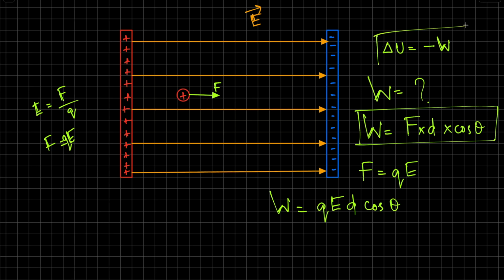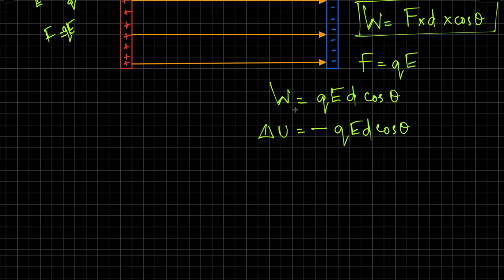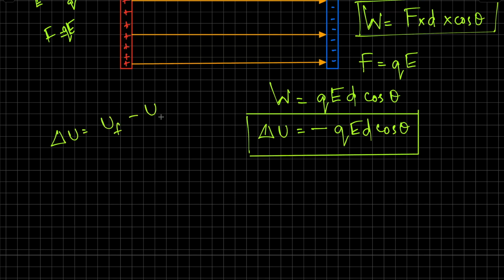And delta U equals minus of work done, right? So what's the equation for delta U? Minus QEd cosine theta. Using this equation, we are going to explain three different cases. So this is our equation for change in potential energy, delta U. By the way, delta U is final potential energy minus initial potential energy.